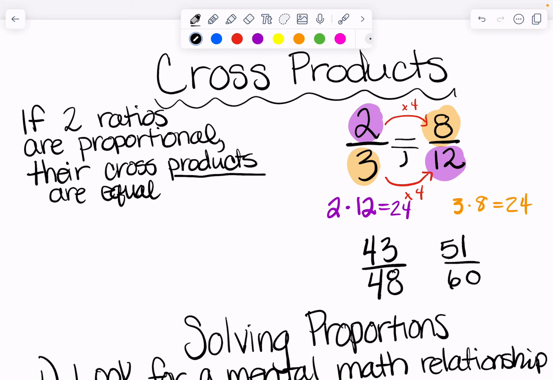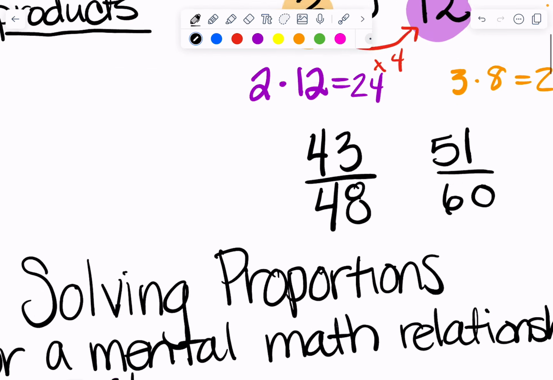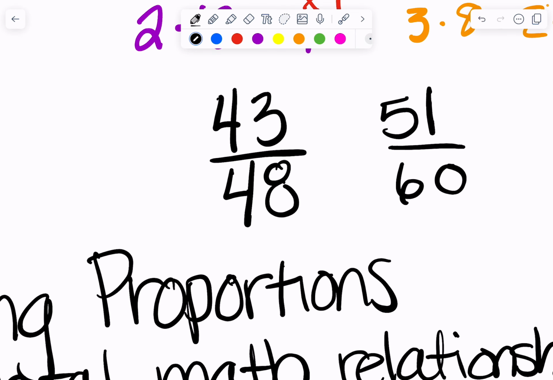Sometimes we have ratios that might be easier to see some sort of connection with. Sometimes we have ratios that are harder to see a connection with. So for example, 43 to 48 and 51 to 60. If I wanted to prove whether or not these are proportional, all right, I'm going to look at my cross products. So my opposite numerators and denominators. And I'm going to figure out the product of those numbers. So 43 times 60, and then I'm also going to end up multiplying 48 times 51.